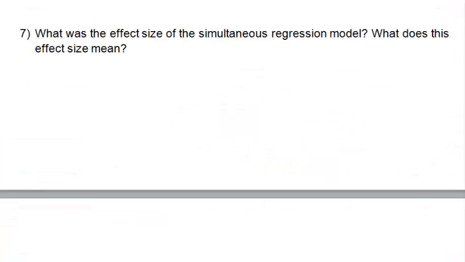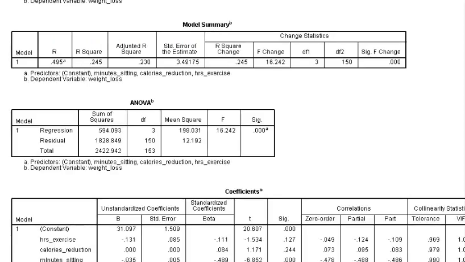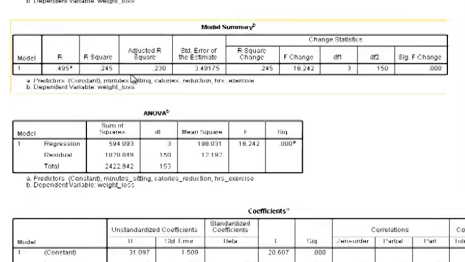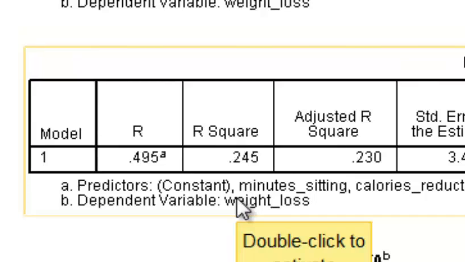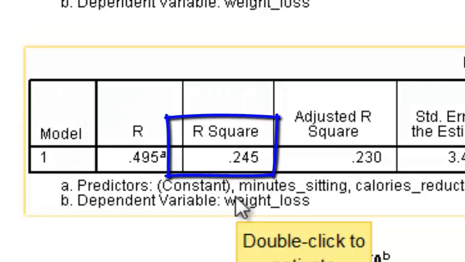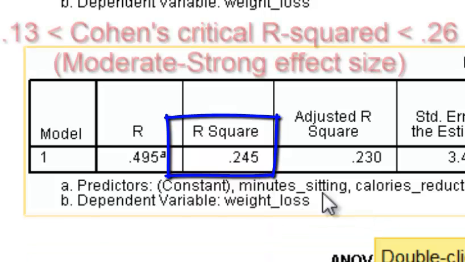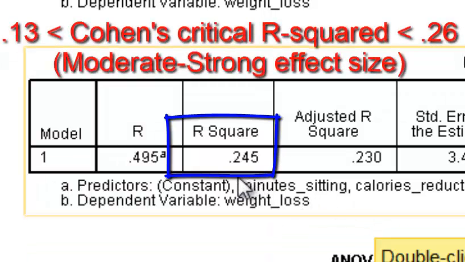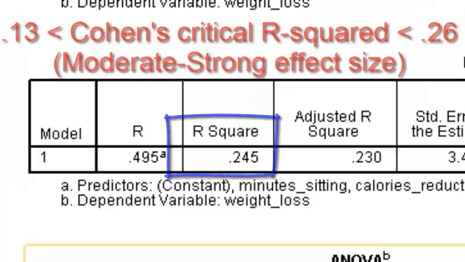The effect size of this is, let's pull up our SPSS. And there's the dreaded R square. So in this problem, about 24.5% of the variance of the DV, weight loss, can be explained by this model. And according to Cohen, this is somewhere between a moderate and strong regression.